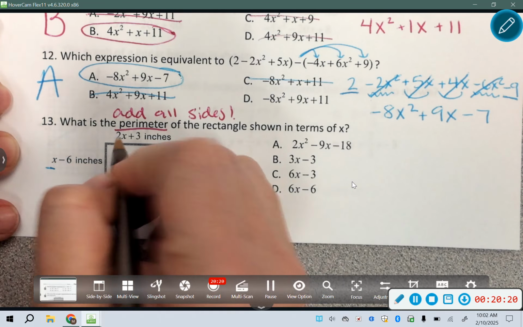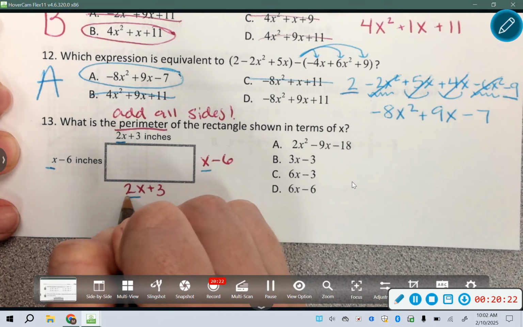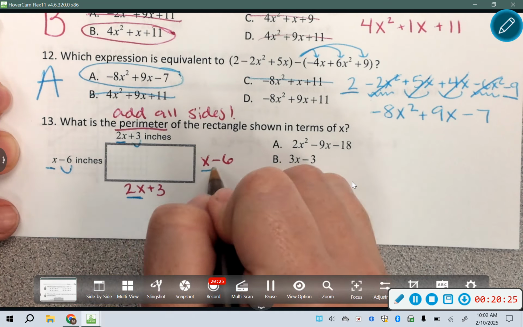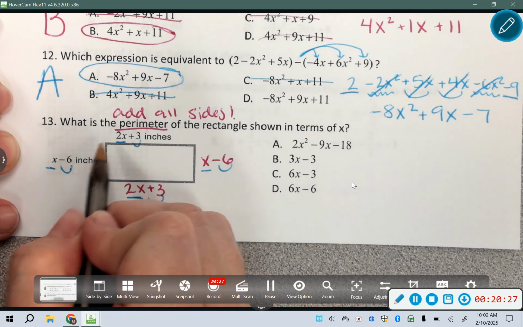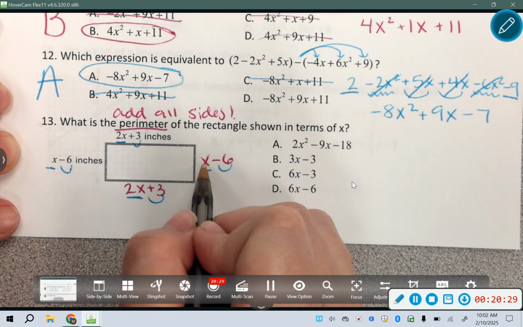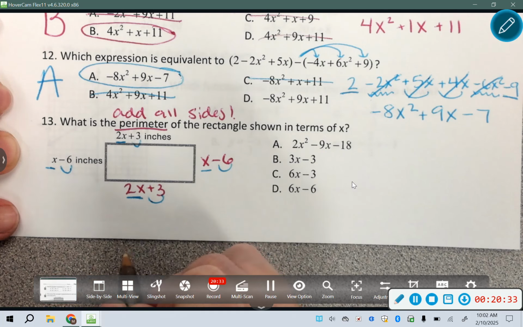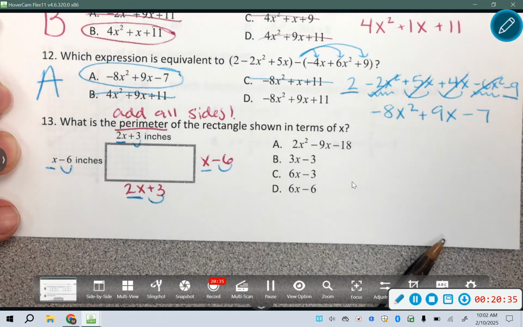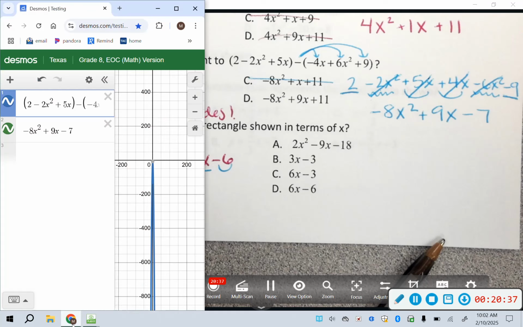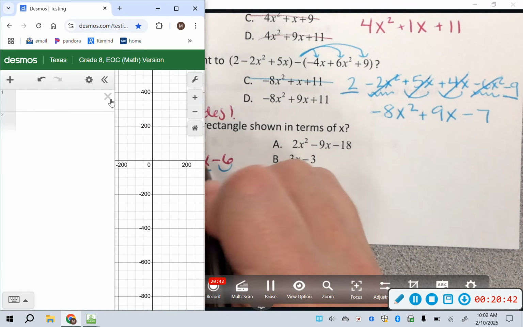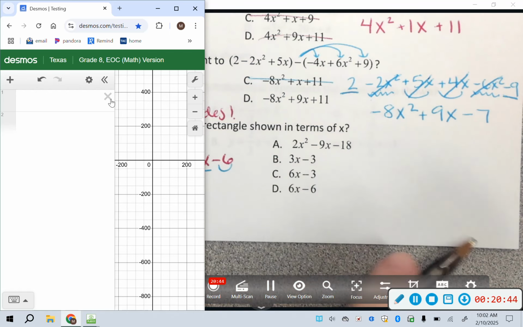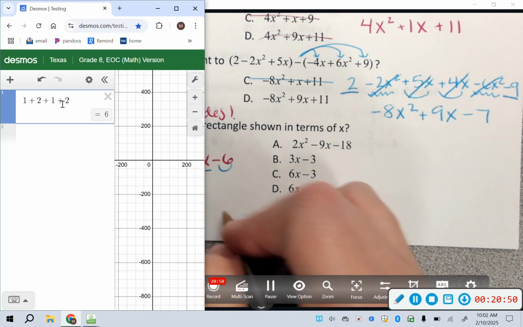So I have x, 2x, x, 2x, and I have constants. So x plus 2x is 3x, plus x is 4x, plus 2x is 6x. So again, the calculator comes in play here. Remember, you cannot type your x, but you can type your numbers, and I would put a 1 in front of my x's. So I have 1 plus 2 plus 1 plus 2, which gives me 6.